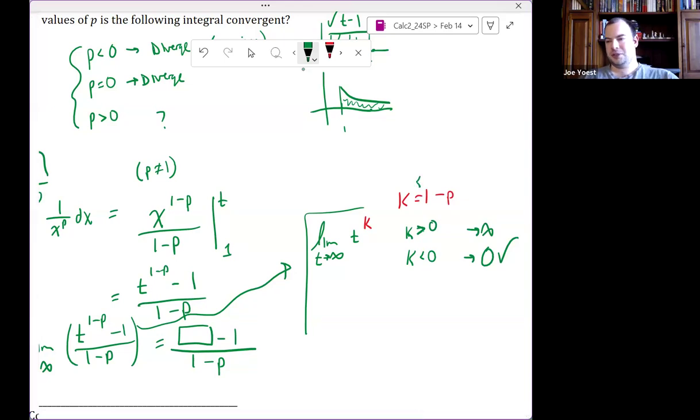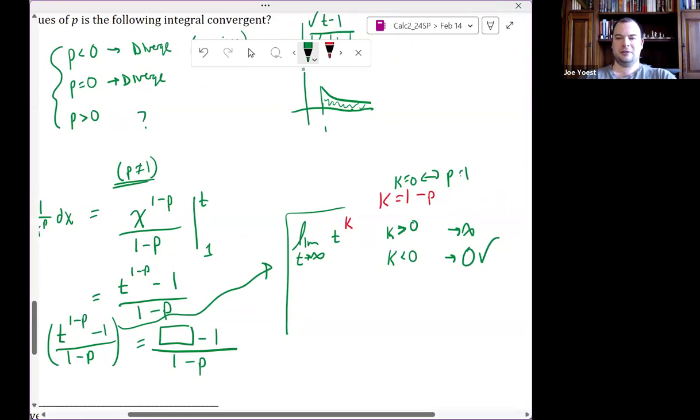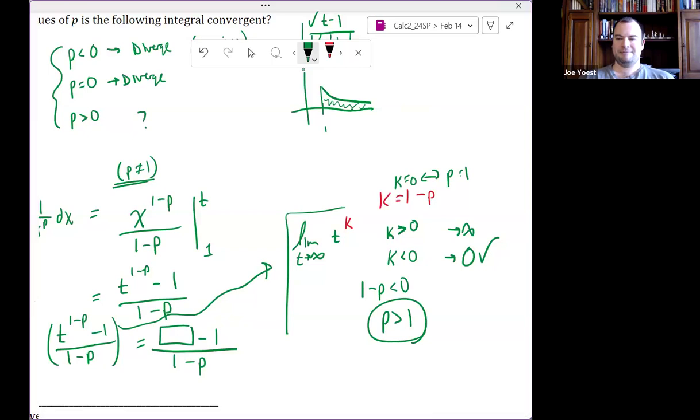Note that k equals 0 is equivalent to p equals 1, and that's our restricted case here. So k has to be less than 0. In other words, 1 minus p less than 0. In other words, p bigger than 1. So when p is bigger than 1, my limit exists and is finite.